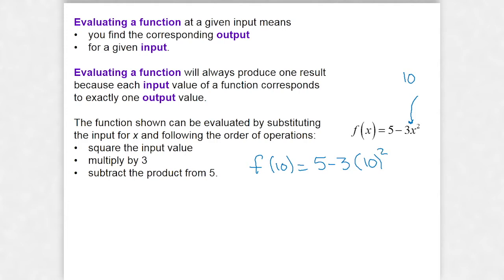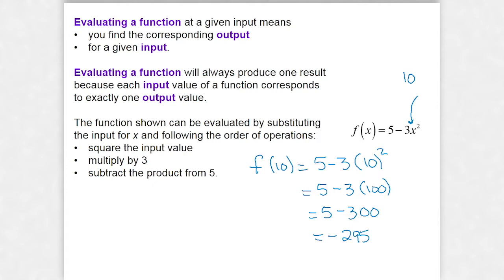So the first thing we would do is square the input value. That would be what? That would be 100. We're just following the order of operations here. Next thing we'll do is multiply by 3. That gives us 300. So now we have 5 minus 300. And then we'll do the subtraction. And the subtraction would give us negative 295.